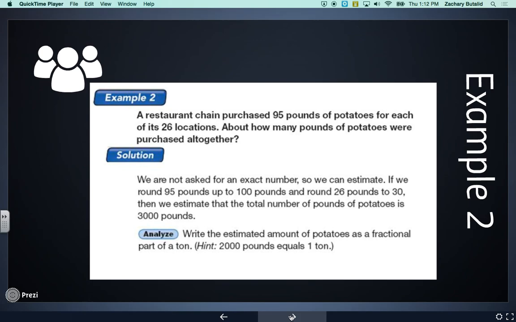Now in example number 2, a restaurant chain purchased 95 pounds of potatoes for each of its 26 locations. About how many pounds of potatoes were purchased altogether? We are not asked for an exact number, so we can estimate this. So it says about. That's the key word in here. You must read the questions because it'll tell you what kind of answer they're looking for. When we have about, that means we're going to estimate these things, okay?